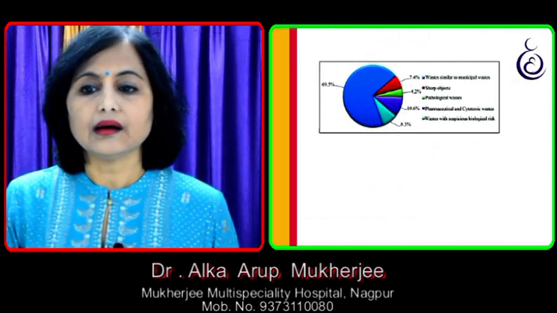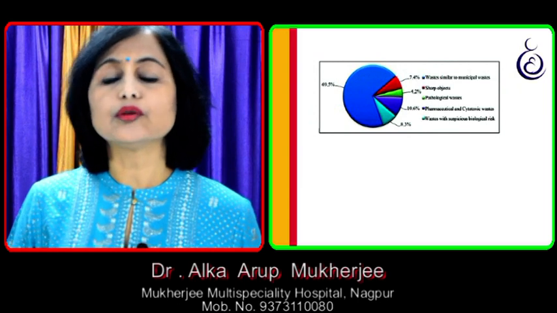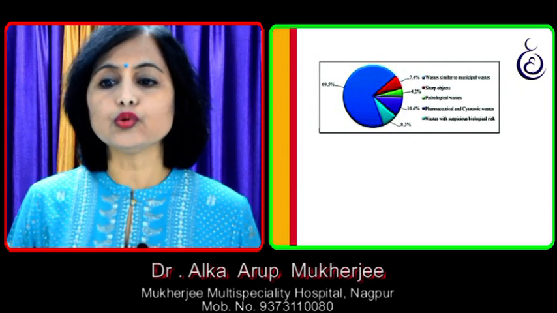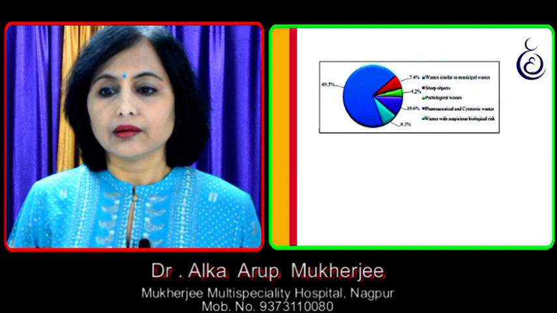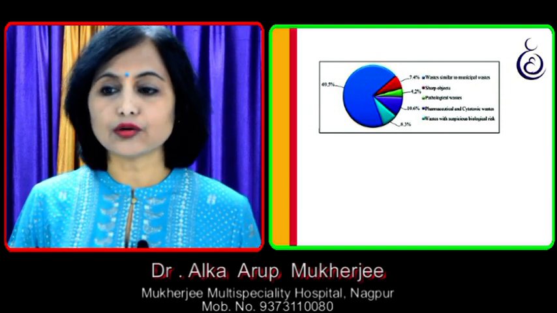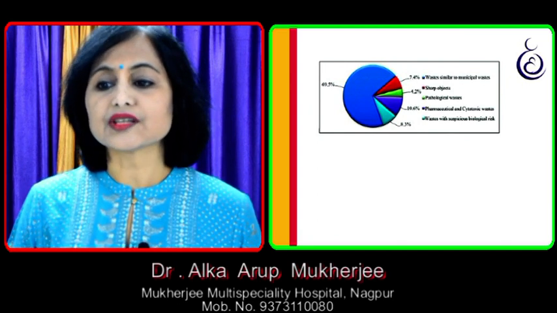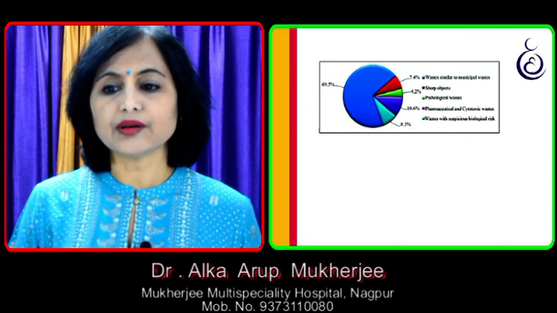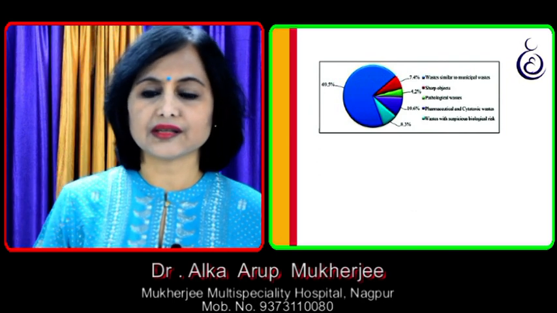They say 7.4% waste are similar to the municipal waste, whereas 4.2% are the sharp objects and pathological waste, 10.6% are the pharmaceutical and cytological waste, and 8.3% are waste with suspicious biological risk.